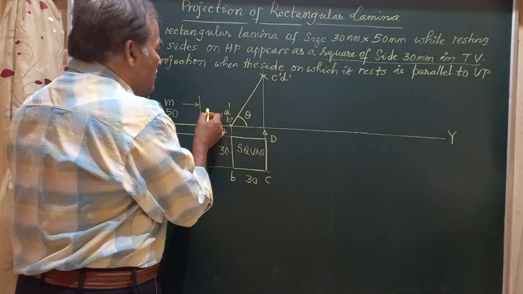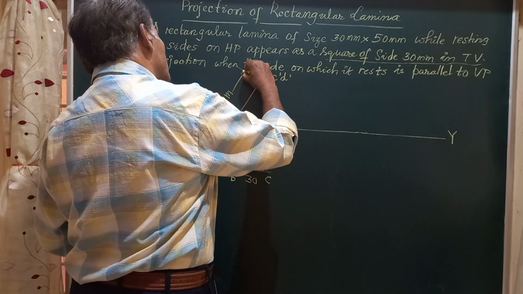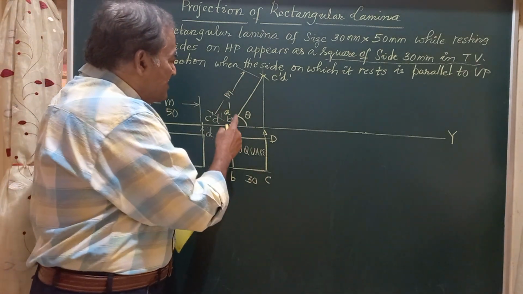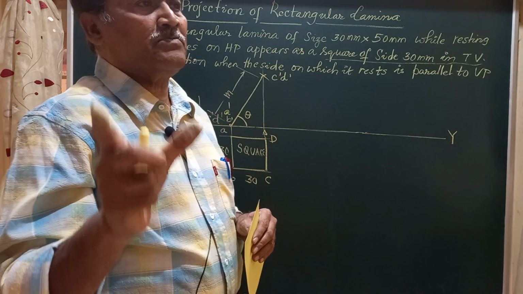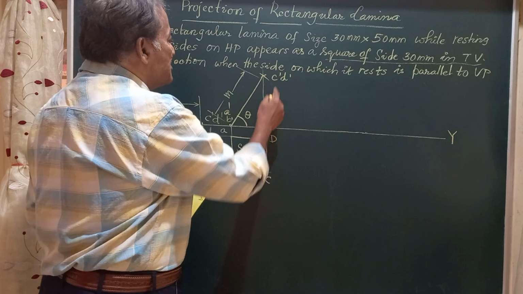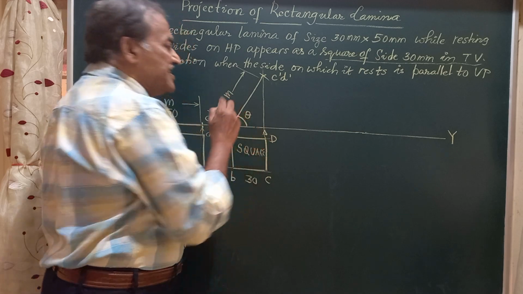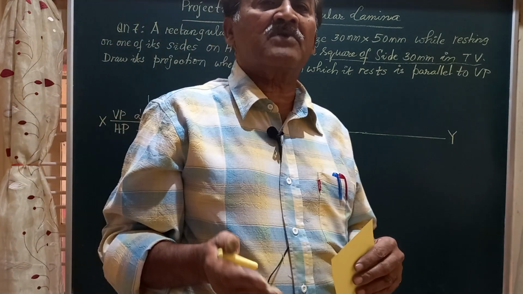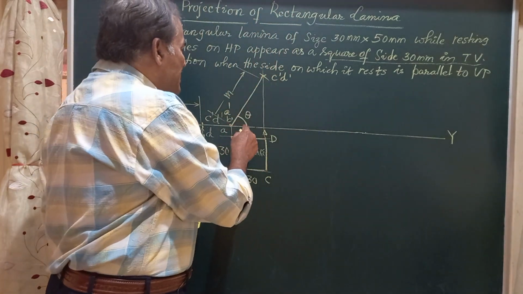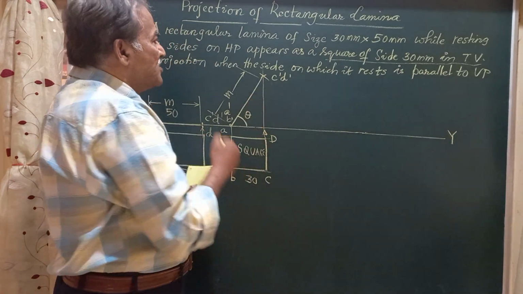Friends, this I would like to mark as M again. This M is again 50 millimeter. So friends, now we can observe the lamina is resting on A dash B dash. A dash B dash is one of the shorter edges of the lamina and the other edge is this much height away from the HP. And friends, you can measure what is theta. Theta represents the angle of inclination of the lamina with the HP when this has to appear as a square. Friends, you got the front and top views.